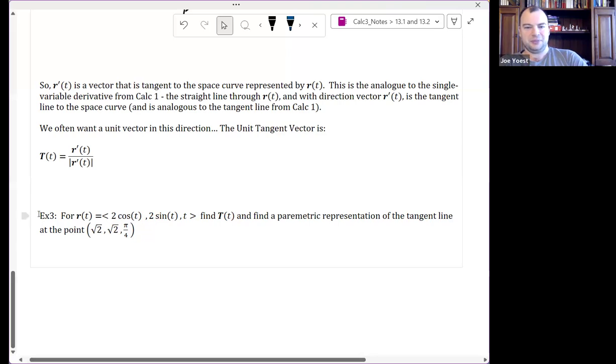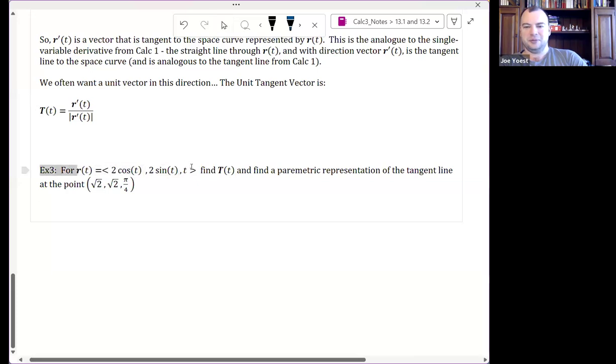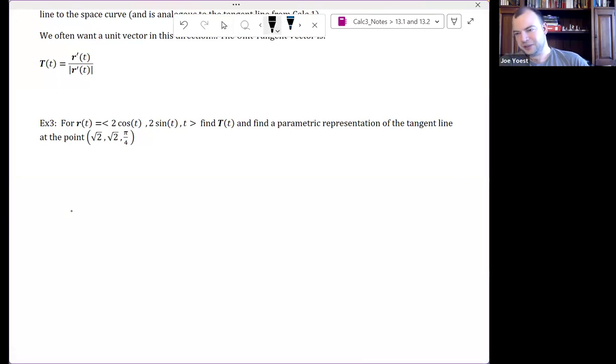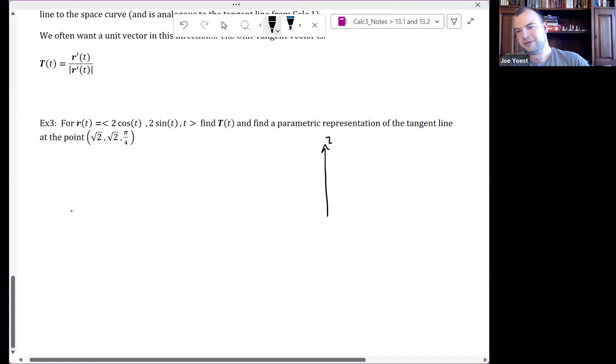Okay, so let's look at example 3 then. Example 3, we have a space curve r of t equals 2 cos of t, 2 sine of t, comma t. And we want to find the unit tangent vector and a parametric representation of the tangent line through the point root 2, root 2, pi over 4. Okay, so let's think for a second, what does this look like? Again, we haven't talked much about space curves.